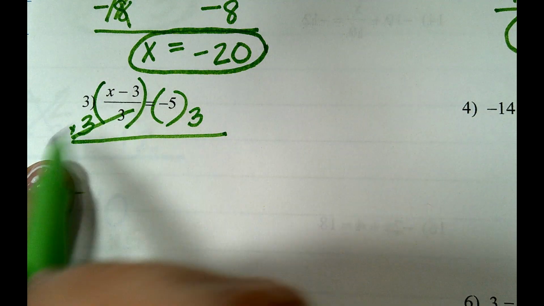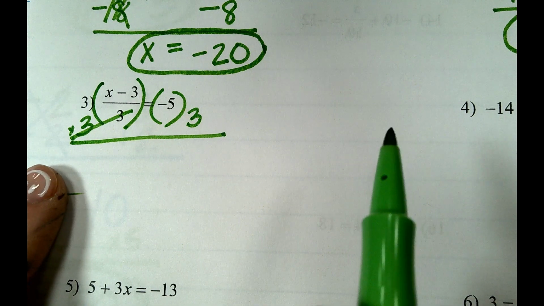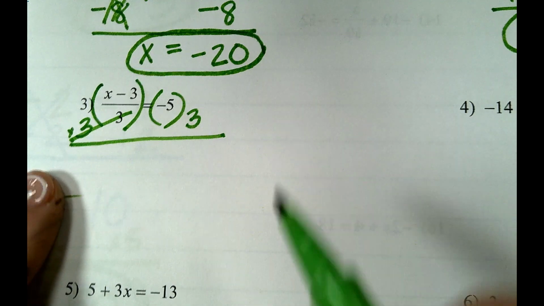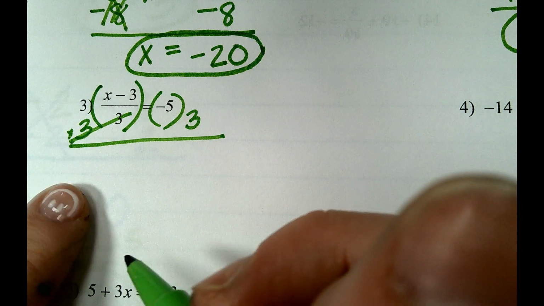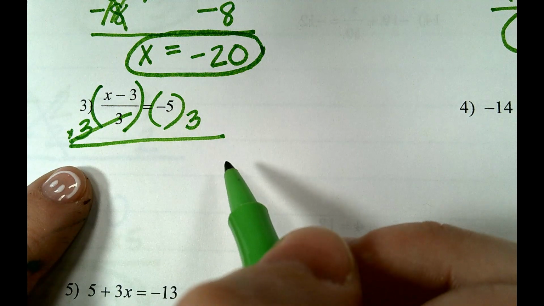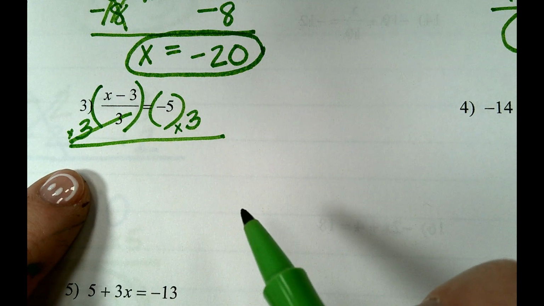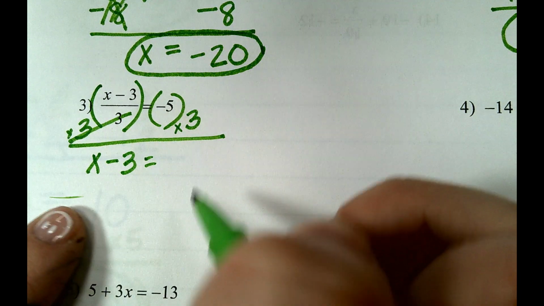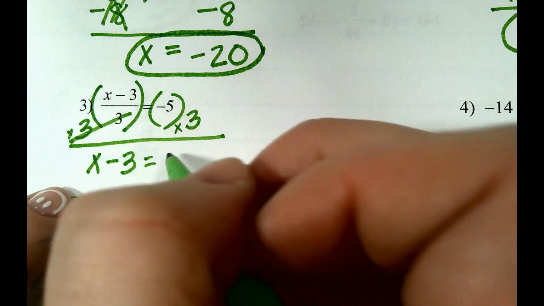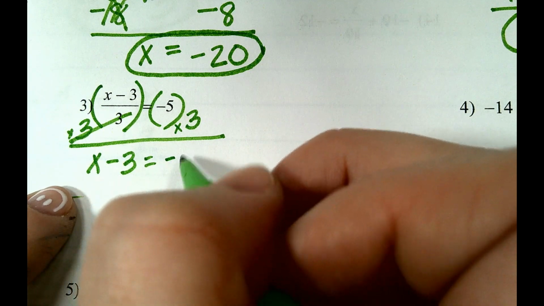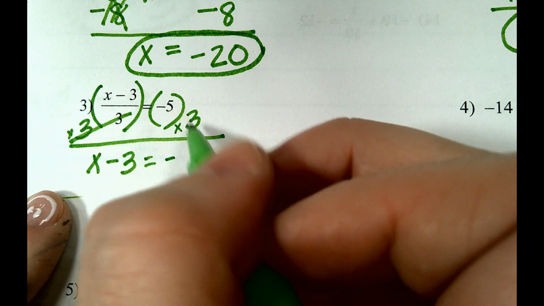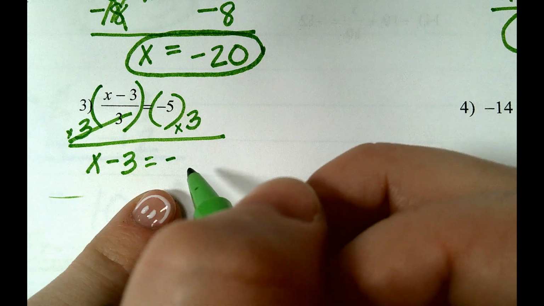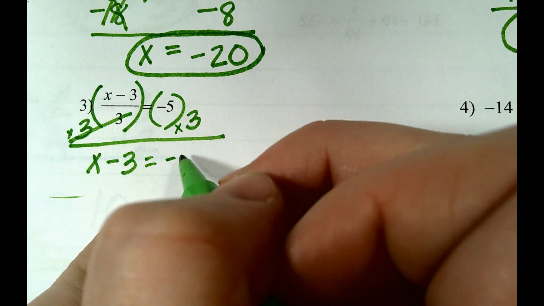Now, is anybody confused about why we have to do that? We can go into a little more detail. Well, just let me know. What comes down? What happens next? The x minus 3 equals. Negative 5 times 3 is. Almost. It is negative. You did 4 times 3. What's 5 times 3? Yep, negative 15.